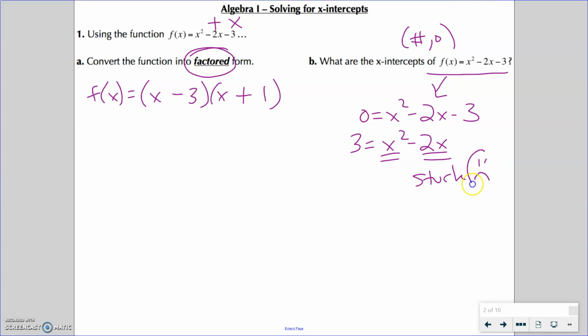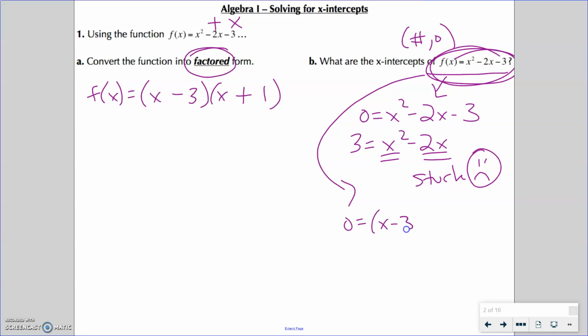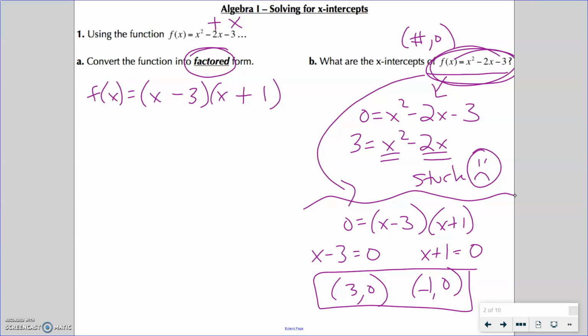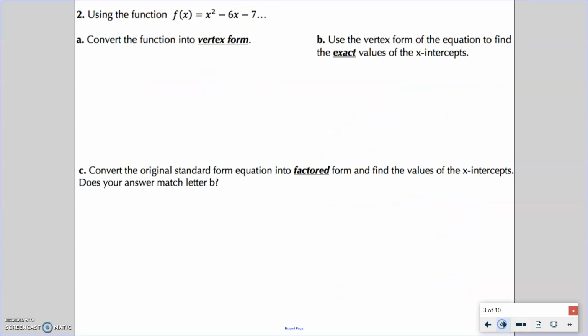Okay, so what we have to do when you're finding x-intercepts of something in standard form is convert it into factored form like we did with part A, and then you can plug in the 0 and say, okay, now I can actually find my x-intercept. So one of them is (3, 0). The other one is (-1, 0). Okay, so that's kind of where I'm going with today's lesson.